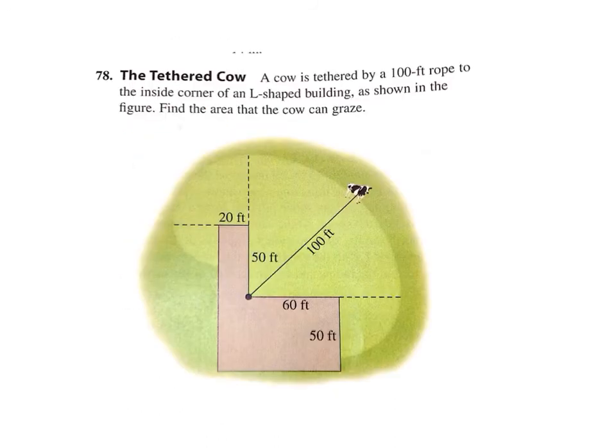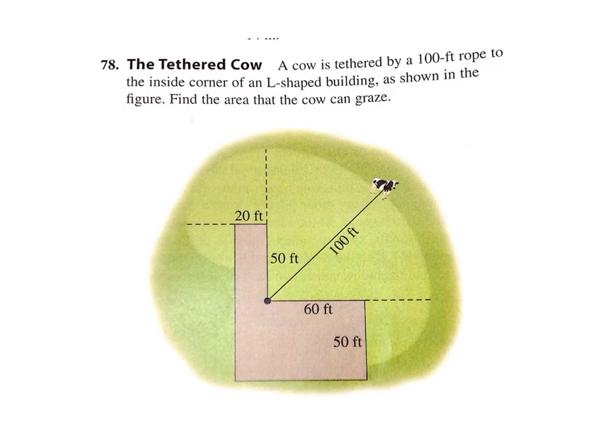Looks like this. So we have the tethered cow. A cow is tethered by a 100-foot rope, so a leash, to the inside corner of an L-shaped building. So here's the building, and she's on a leash to here. As shown in the figure, find the area that the cow can graze. And they kind of give you a hint.